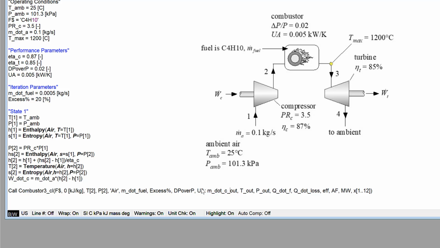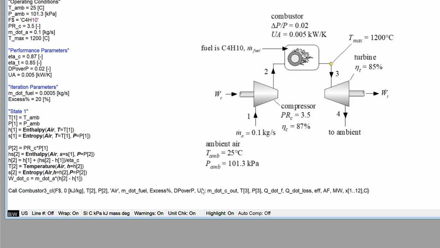The first one is the mass flow rate leaving the combustor, and then we have the temperature and the pressure leaving the combustor, which for us is T3 and P3. And we have the heat release, the heat loss, the efficiency, if I want that, the air-fuel ratio, the molecular weight, and then this last parameter is the mass fractions of the different constituent species. So there's 12 species that are modeled in the chemical reaction. This is going to give me the mass fraction of those 12 species. And I also would like to know what they are.